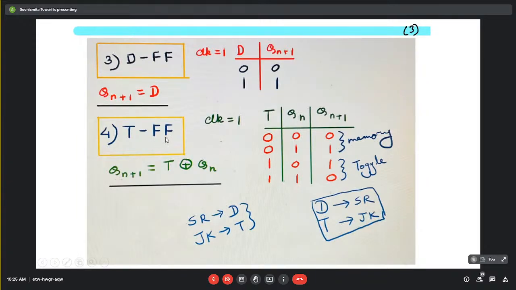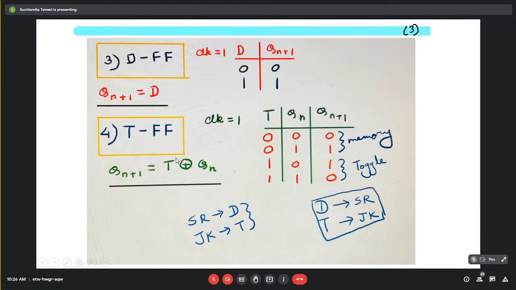And D and T are pretty simple because these are one input devices. So here D is 0, then Qn plus 1 is 0. When D is 1, Qn plus 1 is 1. So this is the characteristics equation for D flip-flop. Qn plus 1 is equal to simply D. And for T flip-flop, it may appear that since it is a toggle flip-flop, the Qn plus 1 will simply be equal to T bar.